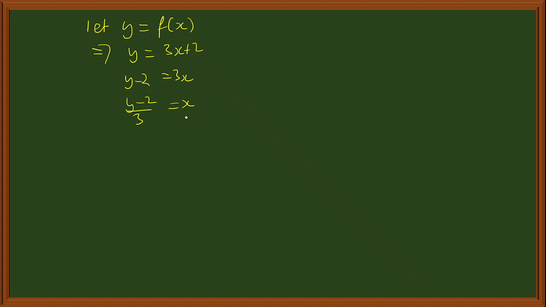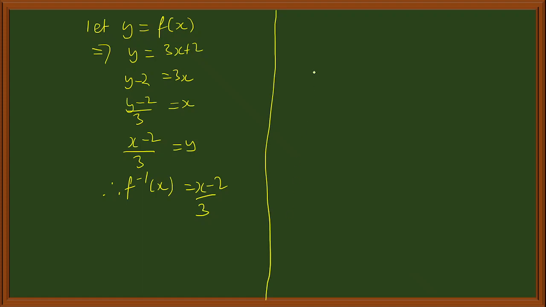That's always a standard procedure that you have to undertake during the process of finding the inverse of a function. So you will now have x minus 2 over 3 and you have your y. Then your inverse of f of x will now be x minus 2 over 3. Let us also do the inverse of g of x.